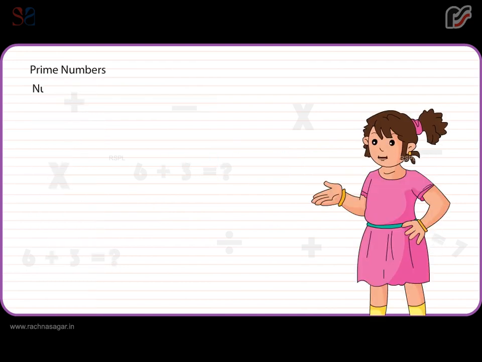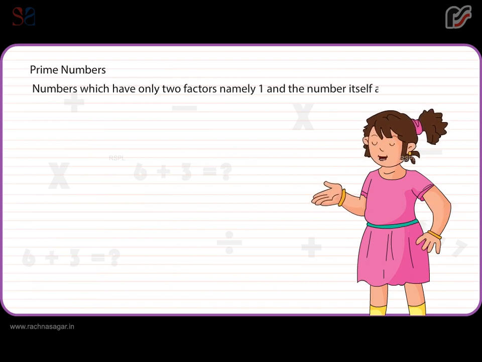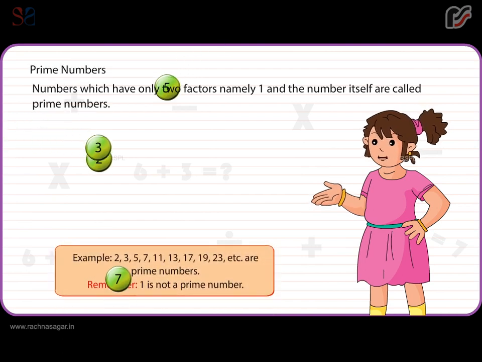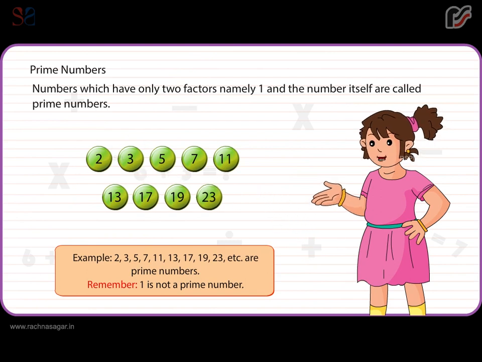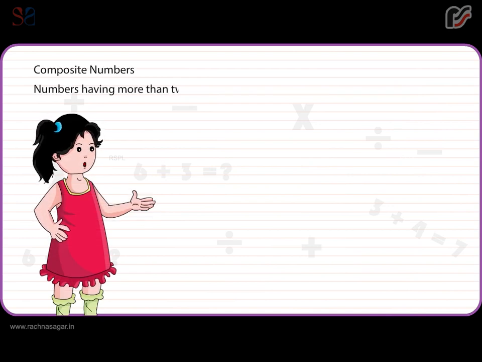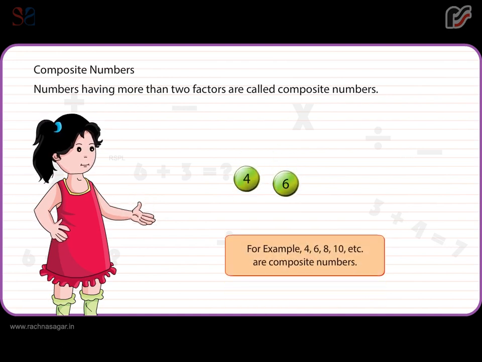Prime numbers. Numbers which have only two factors, namely 1 and the number itself, are called prime numbers. For example, 2, 3, 5, 7, 11, 13, 17, 19, 23, etc. are prime numbers. Remember, 1 is not a prime number. Composite numbers. Numbers having more than two factors are called composite numbers. For example, 4, 6, 8, 10, etc.